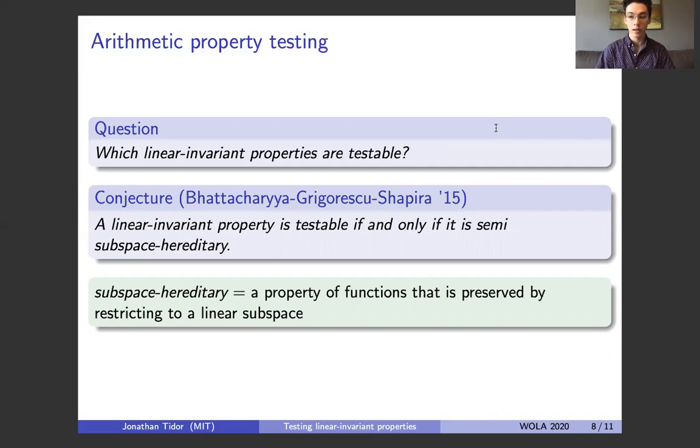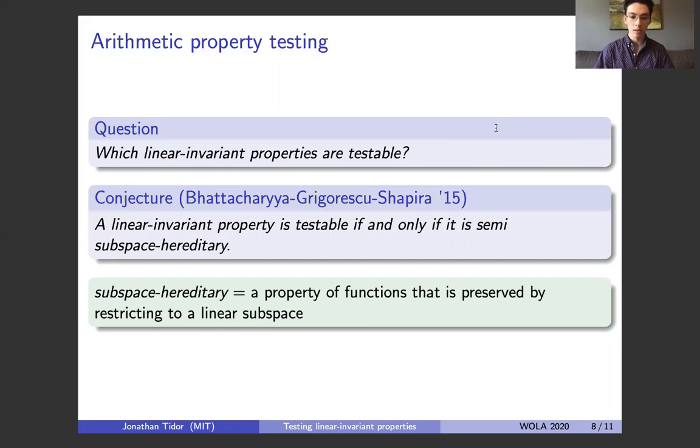All the properties we've been talking about so far are subspace hereditary. And of course, semi-subspace hereditary is a minor technical modification of subspace hereditary that I'm not going to talk about here. So this conjecture of Bhattacharya, Grigorescu, and Shapira is the analogous conjecture to the Alon-Shapira result in the graph property testing world. Now, this paper, which introduces the conjecture, proves the only if direction. If a property is testable, then it must be semi-subspace hereditary.